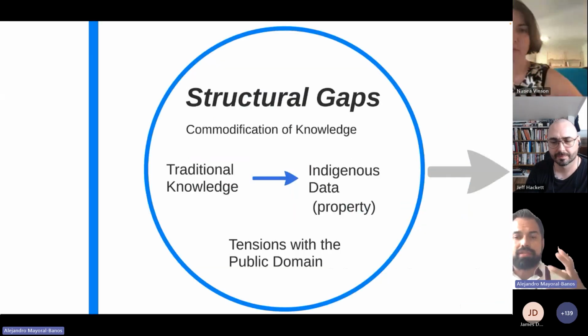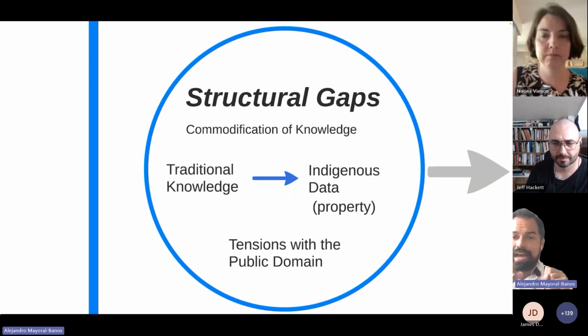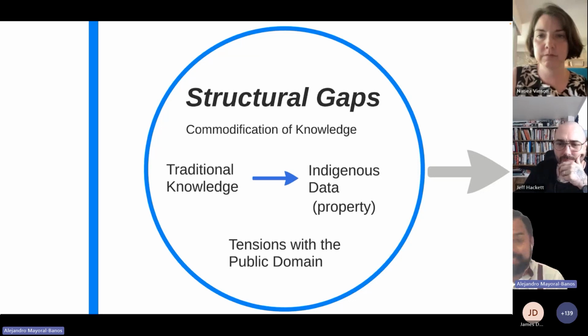There is first a structural gap. There is a gap between traditional knowledge and when we are trying to protect indigenous data from the public domain. Something that happened, and that's why I showed you the contract of Christopher Columbus, which is now protected in an entire national archive, is that traditional knowledge was commonly assumed in the past to be part of the public domain. So everyone can use traditional knowledge.